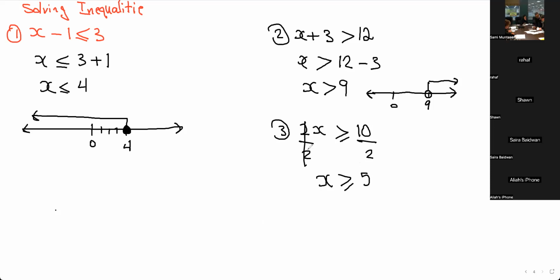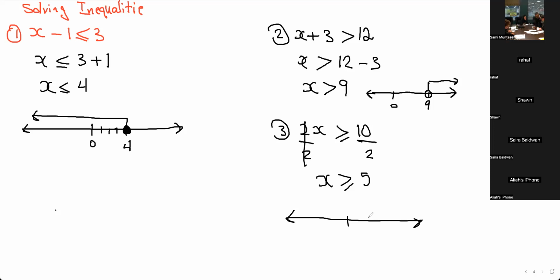So nothing different from what we've done before in the last lesson, last week, and the start of today's lesson. It is the same thing, except instead of an equal sign, we write an inequality sign, but we still do the same steps. And x is greater than or equal to 5.